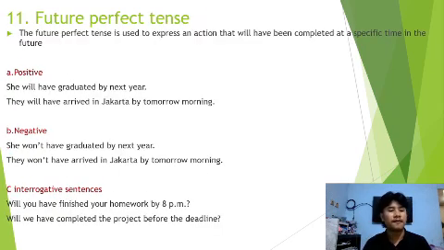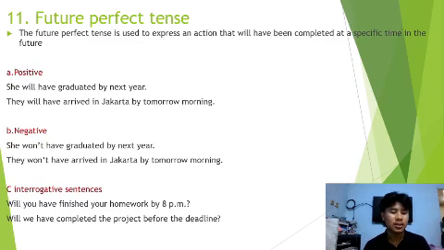Next is the future perfect tense. The future perfect tense is used to express an action that will have been completed at a specific time in the future. Positive sentence: she will have graduated by next year. They will have arrived in Jakarta by tomorrow morning. Negative: she won't have graduated by next year. They won't have arrived in Jakarta by tomorrow morning.